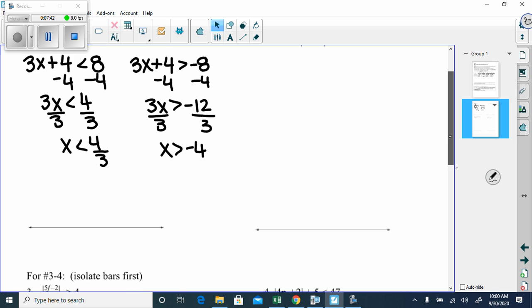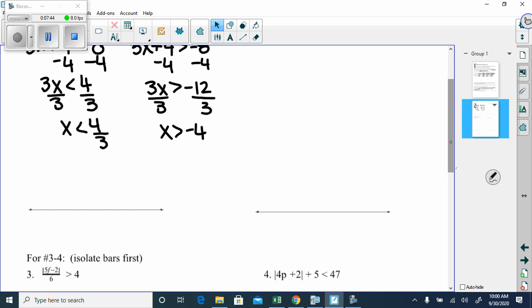So, keeping these two inequalities in mind, I come down here on my number line. There's 0. 4/3 is positive, so it's got to be over here somewhere. Negative 4 is negative, so it's got to be over here somewhere. And now I'm going to graph these. First of all, are my dots open or closed? Good.